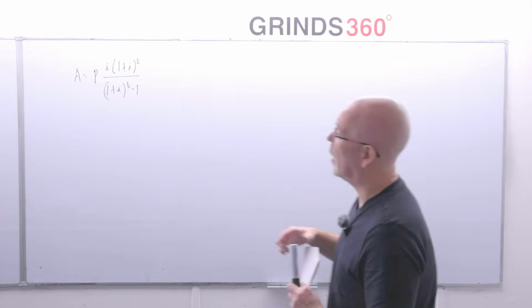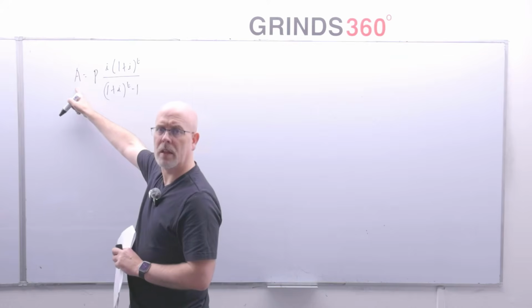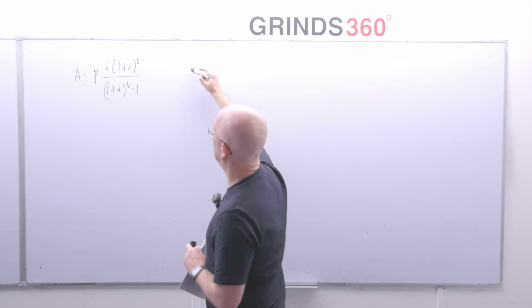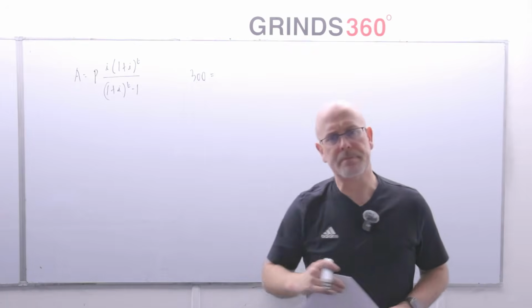Now let's have a look and see what I know. Well, A is the amount of each repayment. Do I know that? Yeah. We know she's paying back €300 every month. Okay, so we know what A is. Remember, A is the amount of each payment.